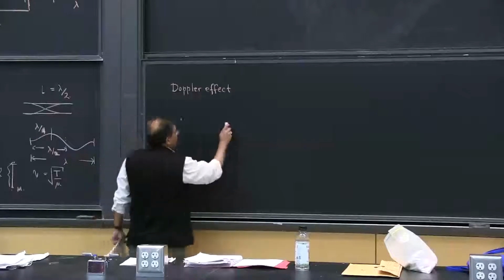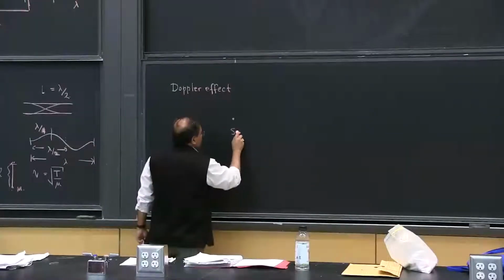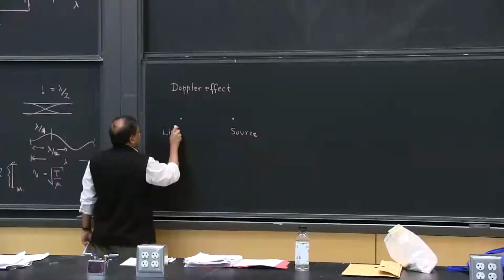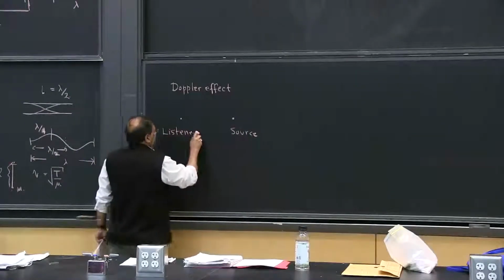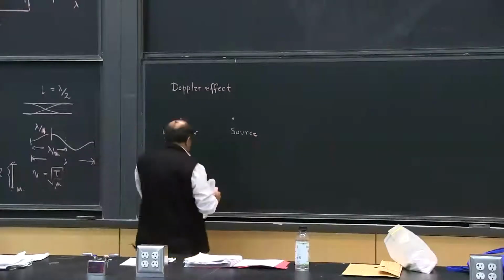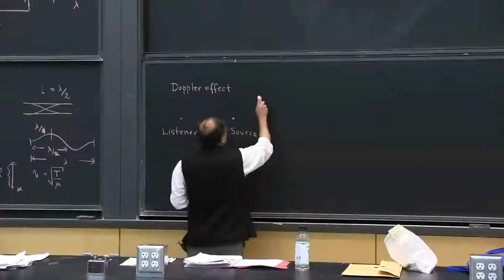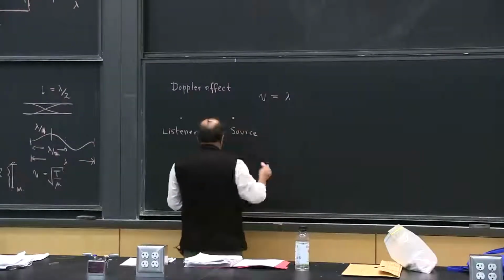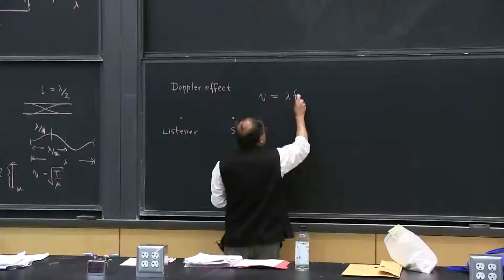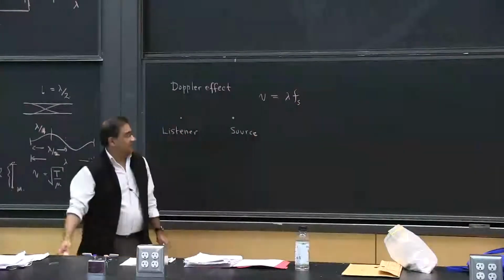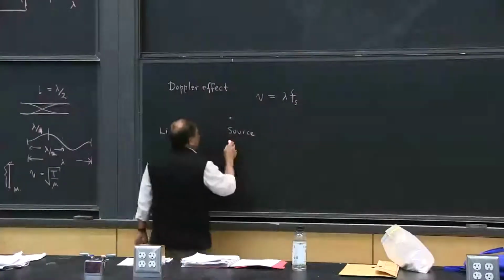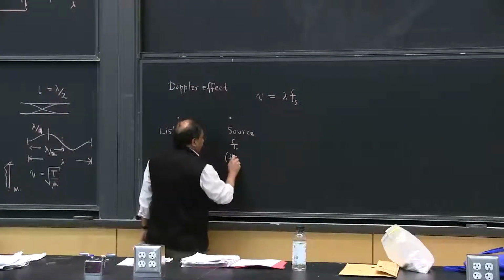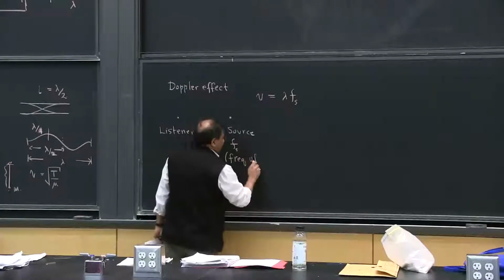Suppose I have 2 points here, and this point is the source of the sound, and this point is the listener. The source of the sound is emitting sound that moves at speed v, which is the wavelength lambda associated with the sound being emitted times the source frequency. I would call that Fs. So Fs is the frequency of the source. This is the Fs here. Frequency of sound at source.